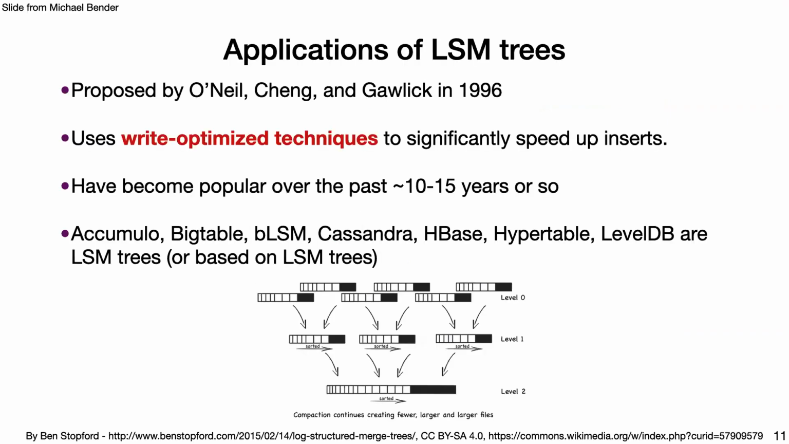So LSM trees are a type of write optimized data structure. They were proposed by O'Neil, Cheng, and Gawlick in 1996, and they use write optimized techniques to significantly speed up inserts. And recently, not super recently, in the past 10 or 15 years, they've become really popular. LSM trees are under a lot of really popular key value stores. A couple of examples like Accumulo, Bigtable, bLSM, Cassandra, LevelDB are all built on LSM trees or some variant of LSM trees. So these are super popular in actual implementations, and we'll go through exactly what they are and why they are so popular.